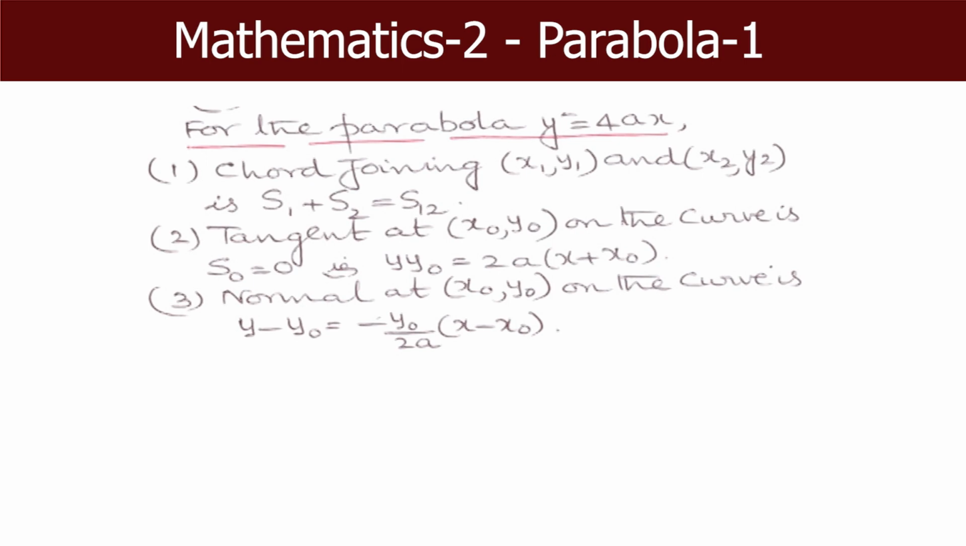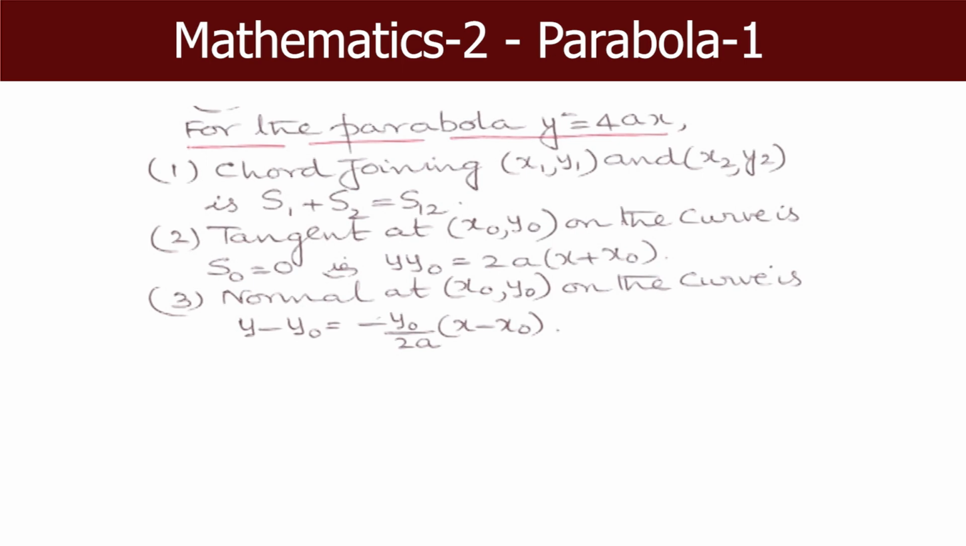The slope of the normal is always defined because there is no horizontal tangent, so there is no vertical normal. There is a vertical tangent, and correspondingly a horizontal normal. Well, horizontal lines have slopes. The slope of the normal is minus y0 by 2a, and therefore the equation of the normal is y minus y0 equal to m into x minus x0, which is y minus y0 equal to minus y0 by 2a into x minus x0.